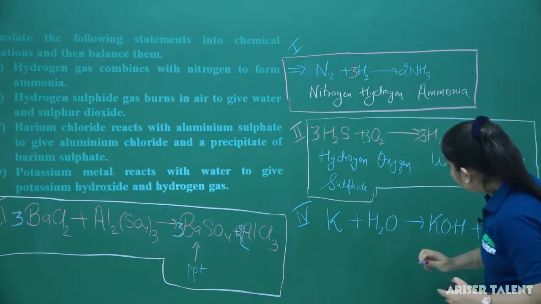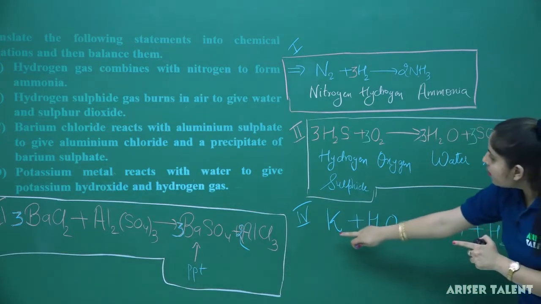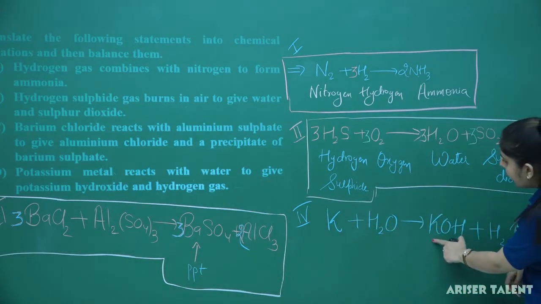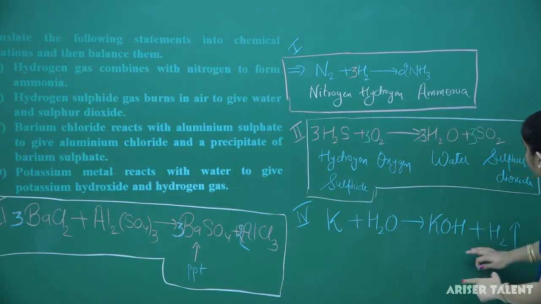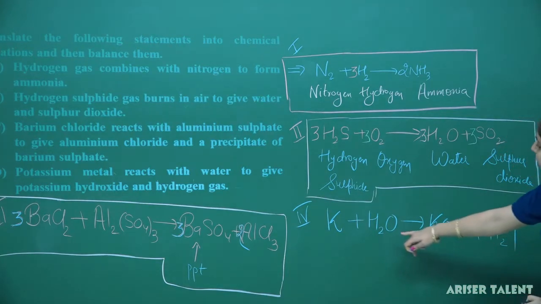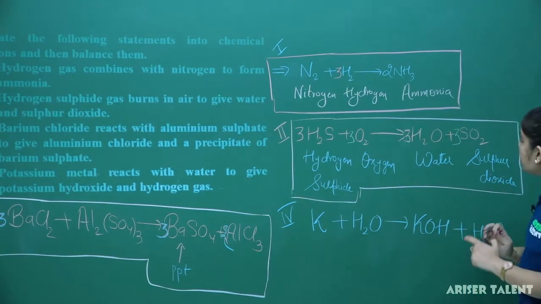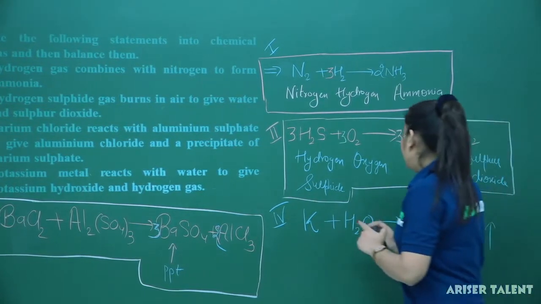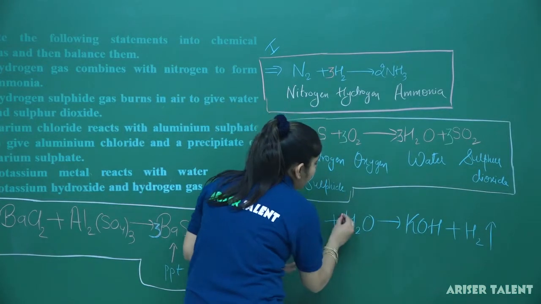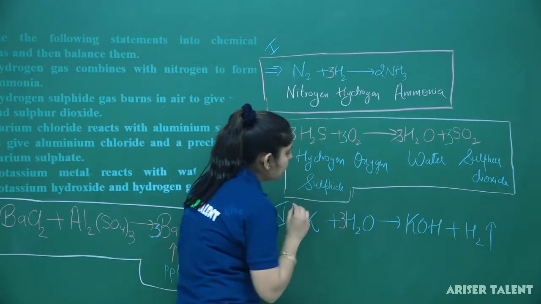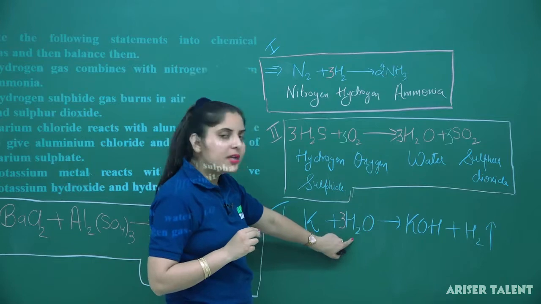So students, look here, we are provided with 1 K element, again K. Hydrogen here is 2 plus 1, 3; here hydrogen is 2, oxygen is 1 and here oxygen is also 1. So we have to make hydrogen balancing. So I am putting 3 over here. So 3 into 2, 6.